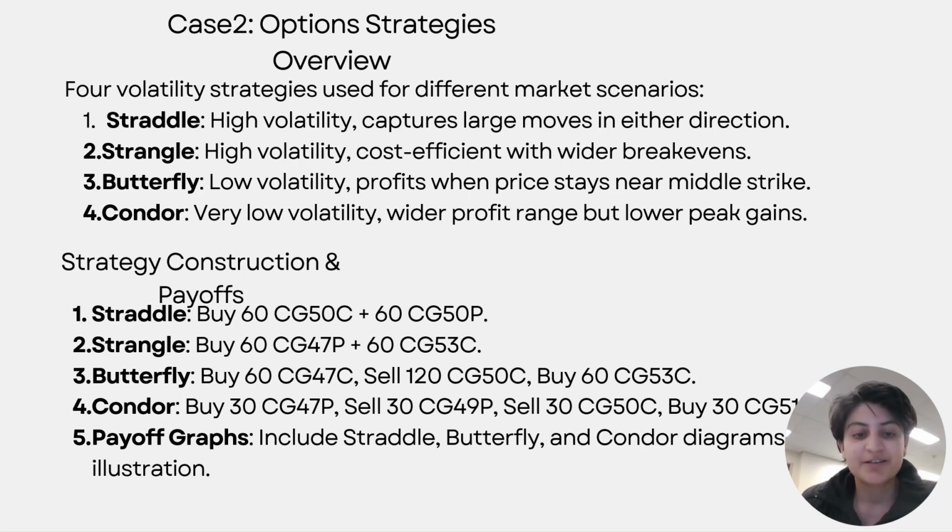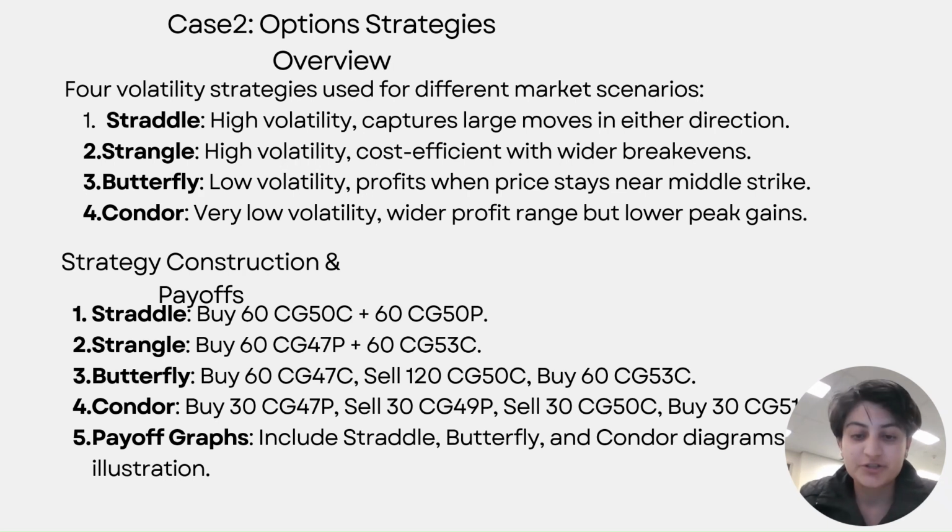Thank you, Susanna. Now I'm going to be talking about case 2, which is option strategies. This case requires us to implement and analyze 4 key option strategies, which are straddle, strangle, butterfly, and condor. Let's begin with a quick overview of each strategy and the market conditions they are best suited for.